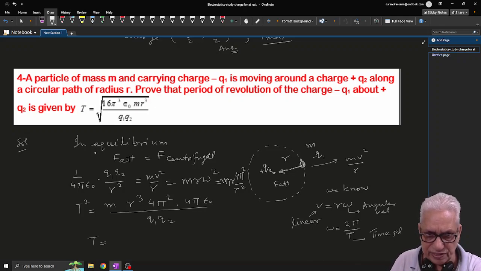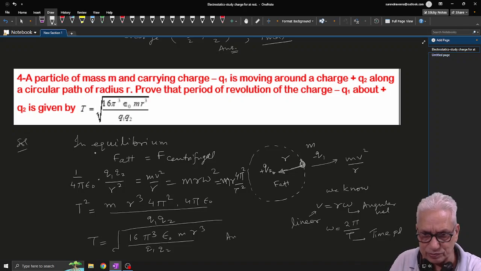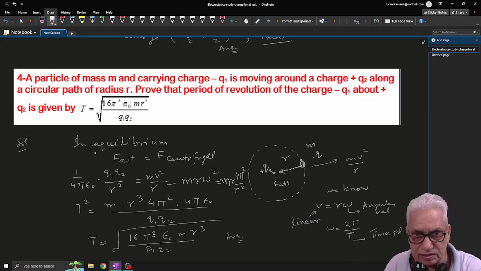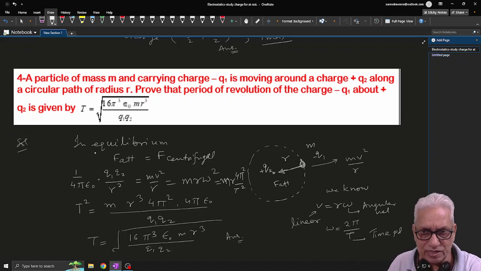Taking the root of it, 4 times 4 how much, 16. Pi square, pi cube, and then epsilon naught, mass and r cube divided by q1 q2. So this is the time period formula. Here this answer is matching. So this is the time period. Time period means in one complete rotation, we are getting this as the time. So this is the answer.